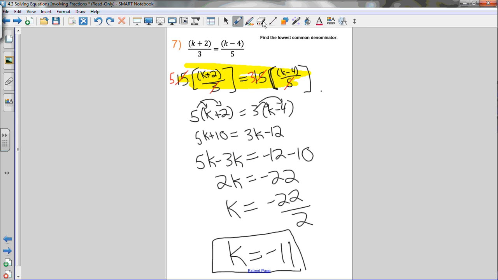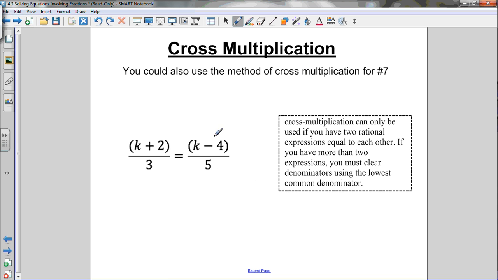And if we look back at our question, if I cross-multiplied, if I did multiply the bottom of one side by the top of the other, 5 times k plus 2, that's this right here, 5 times k plus 2. And if I multiplied the bottom of one side times the top of the other one, I have 3 times k minus 4, and that's what I have right here. So we could jump right to this step and skip this top step right here using cross-multiplication.